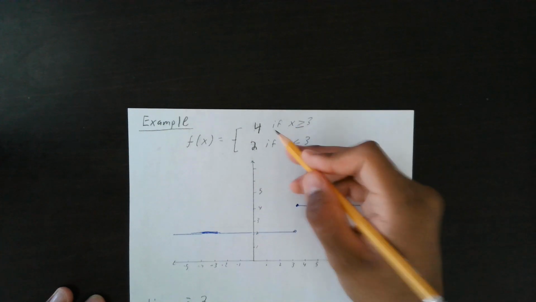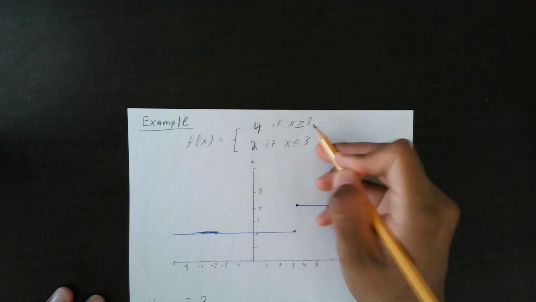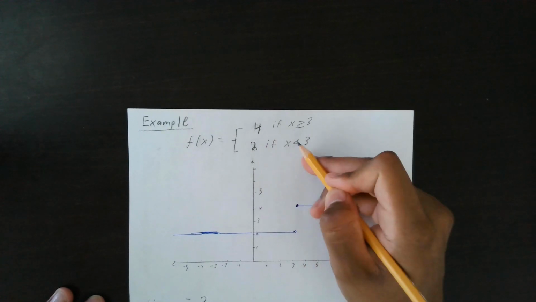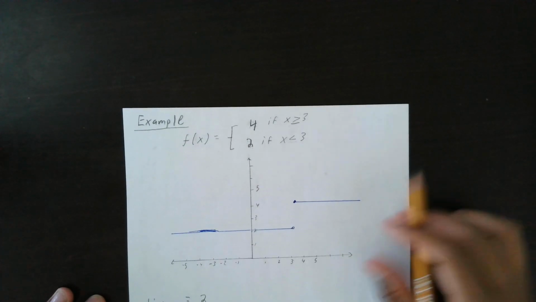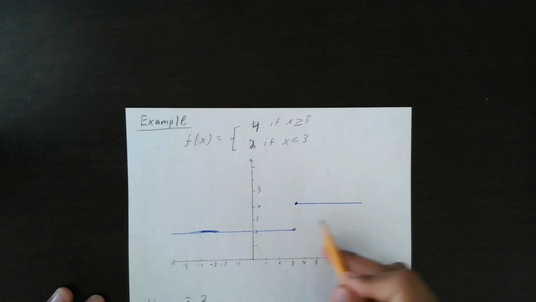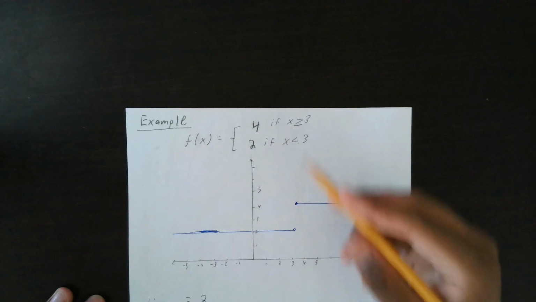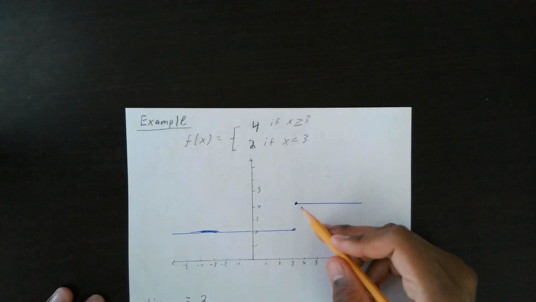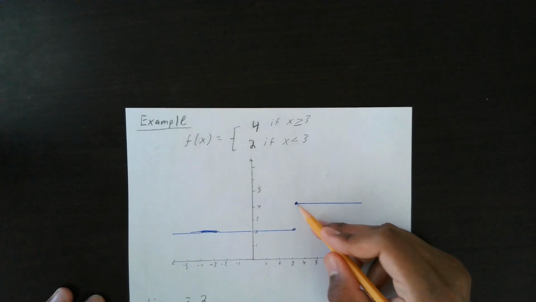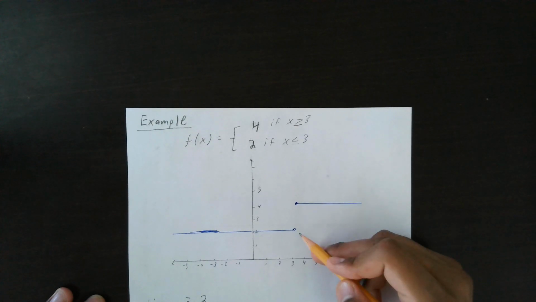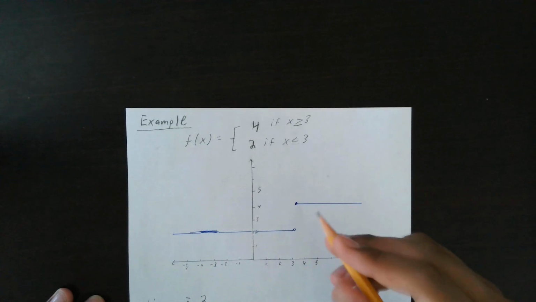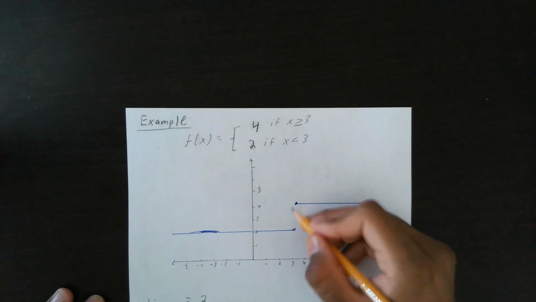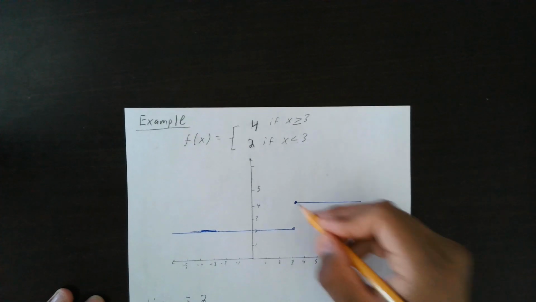So once again, we have a y value of 4 if x is greater than or equal to 3, and a y value of 2 if x is less than 3. So here's our graph, and we see that when x is 3, we have a y value of 4.